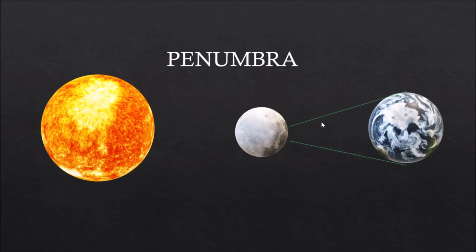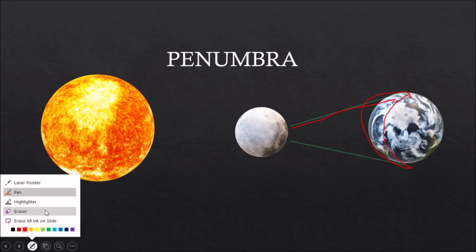Now we have the penumbra. The penumbra is actually the opposite of the umbra. Now it's from smaller to bigger. As you can see, now it reflects on a bigger part of the Earth.